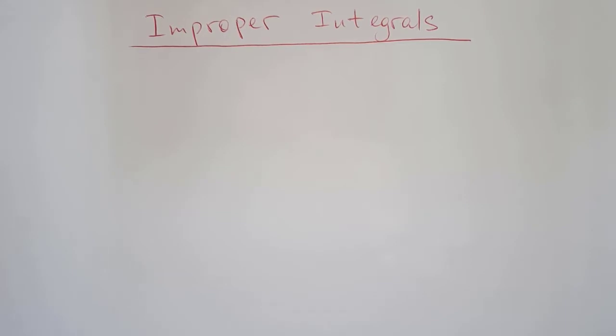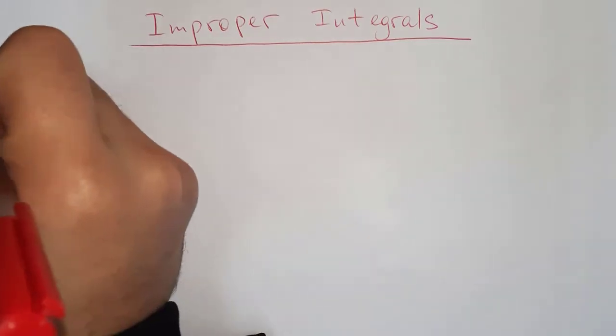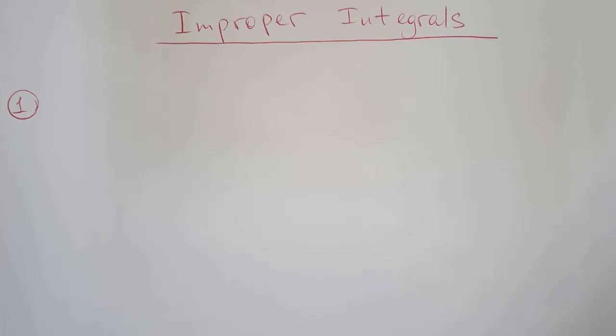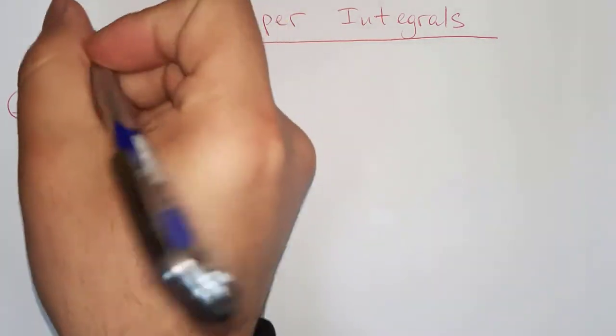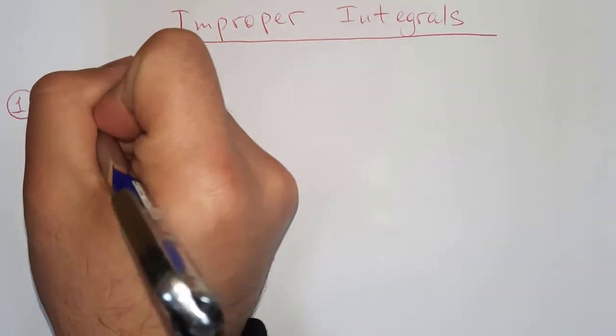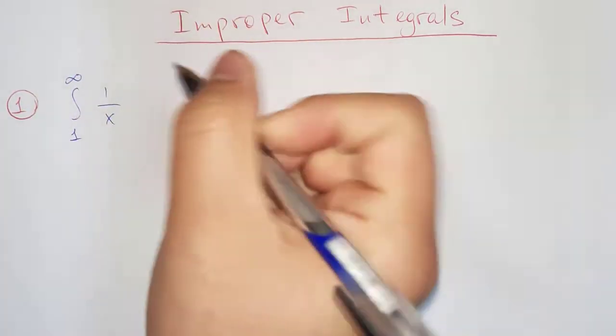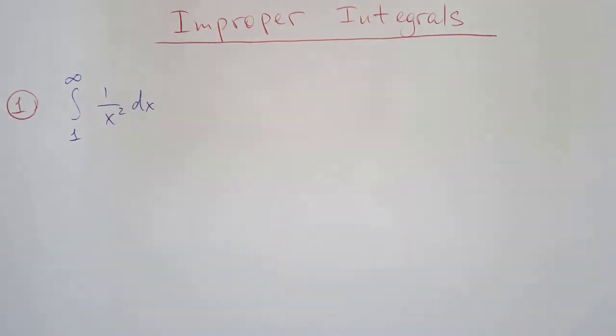So let's take one example, and then I will explain how to work with improper integrals. For example, evaluate the following integral from 1 till infinity, 1 over x squared dx. So let's consider this example. Here, as the upper limit, we have infinity.